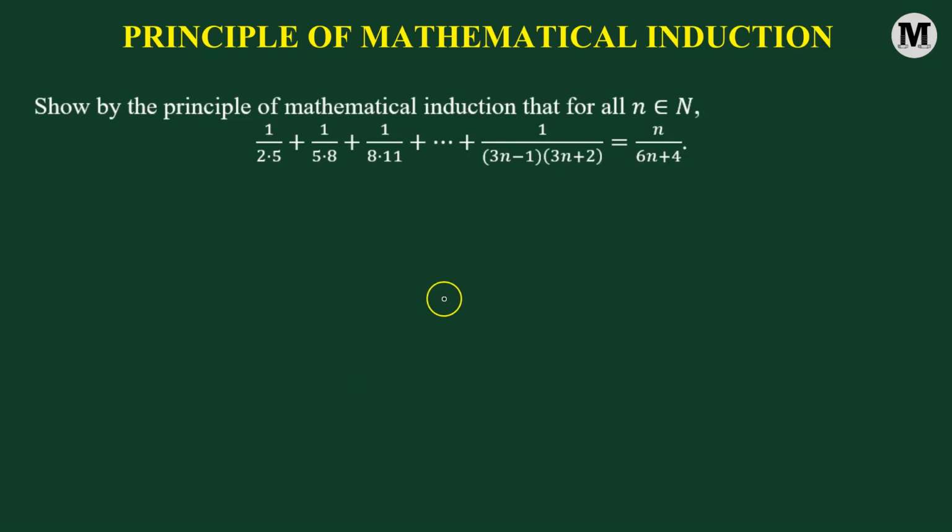Show by the principle of mathematical induction that for all n belonging to the set of natural numbers, the following equation is true. Okay, let us begin. So first, we're going to convert this equation into a statement. For this, we will suppose that P of n is a statement.